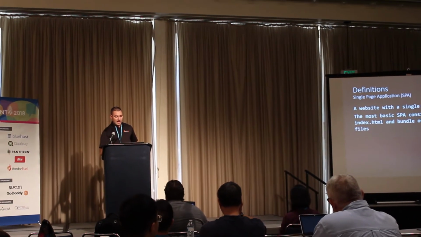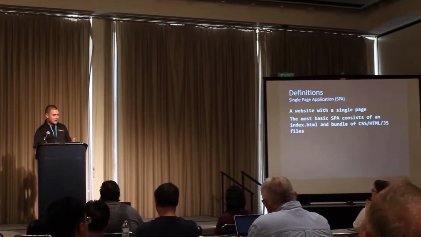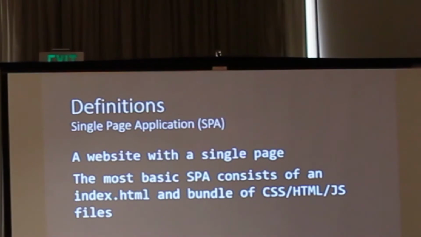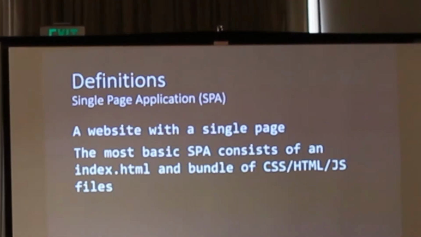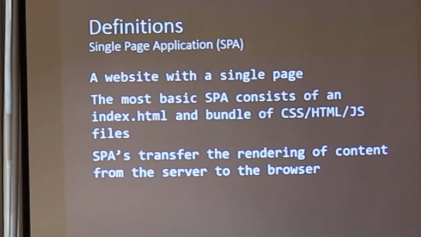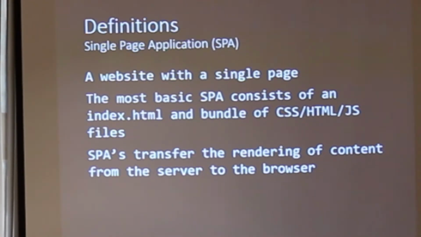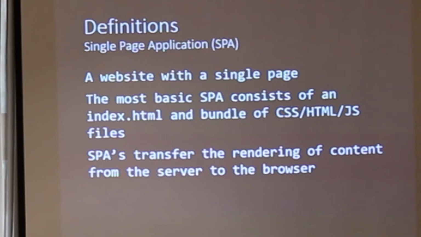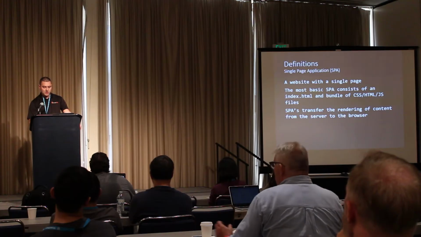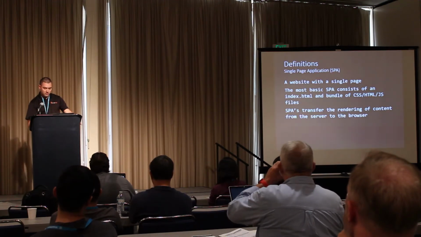At the most basic level, a single-page application consists of an index file and a bundle of CSS, HTML, and JavaScript files. Single-page applications basically transfer the rendering of all the content from the server to the browser, and this is where we get our advantages, but we also get challenges there. Your more common multiple-page application websites have a file for each page and part of the site. We just include that all in one file.